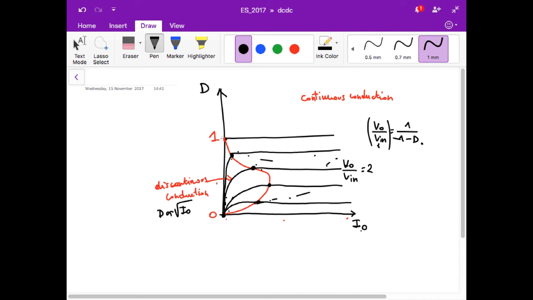Okay, so these are pretty basic plots that describe the operation of the buck converter and of the boost converters. Okay, we can make a break here.